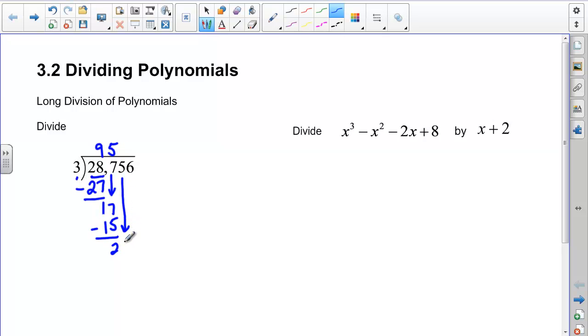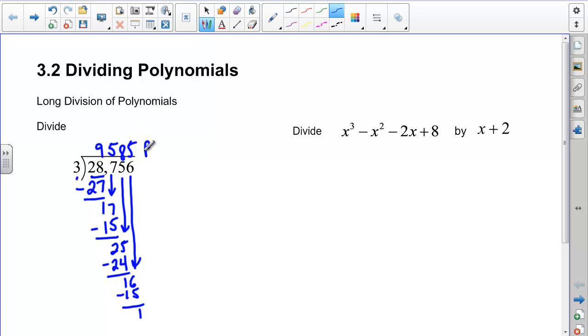We bring down the 5. How many times does 3 go into 25? 8 times. 8 times 3 is 24. Subtract, get the 1, bring down the 6. How many times does 3 go into 16? 5 times. 3 times 5 is 15. Subtract, and we get a remainder of 1.